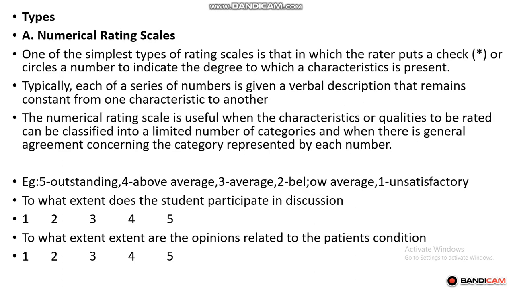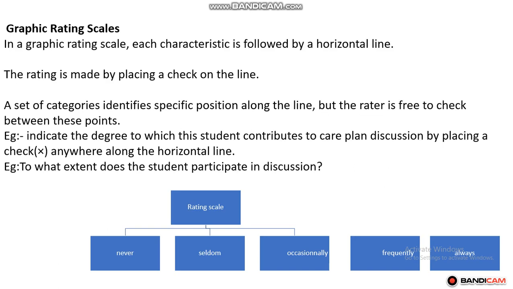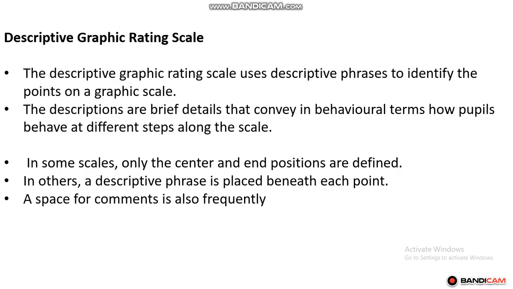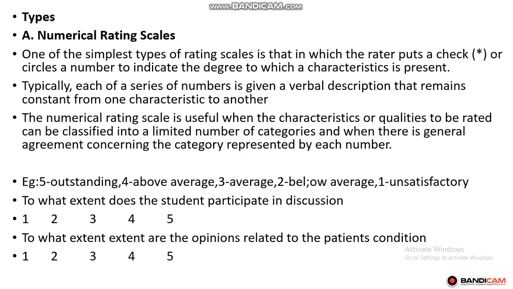Now let us see the types of scales, that is numerical rating scale, graphic rating scale and descriptive rating scale. These are the 3 types of rating scales we are using. First one is the numerical rating scale. One of the simplest types of rating scale is that in which the rater puts a check mark or circles a number to indicate the degree to which the characteristic is present. So it is very simple, even a layman can understand what is supposed to be done.